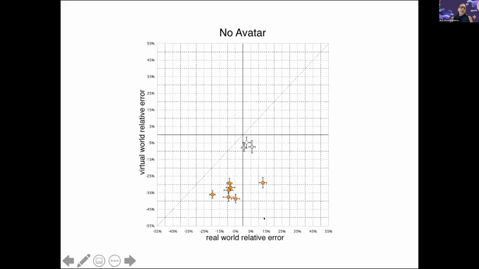But when we look at the participants as a group, the majority of participants underestimated the distances in VR, and they underestimated by pretty substantial amounts. If you look at these points, it corresponds to 30% to 40% underestimation. So 40% underestimation is you show people a target that's 10 feet away and they only walk 6 feet. That's pretty significant.